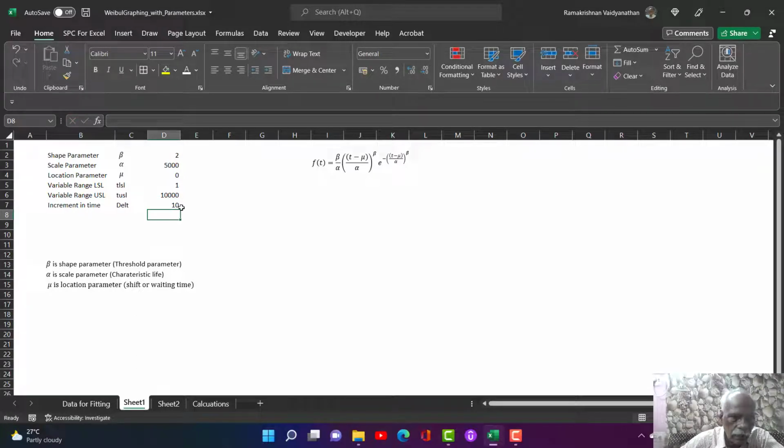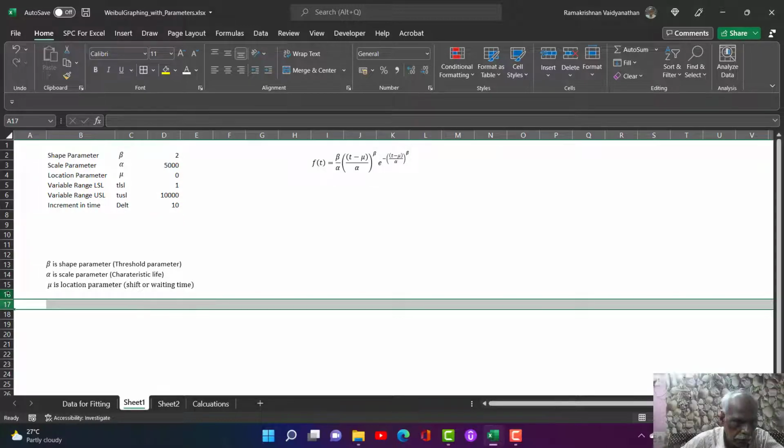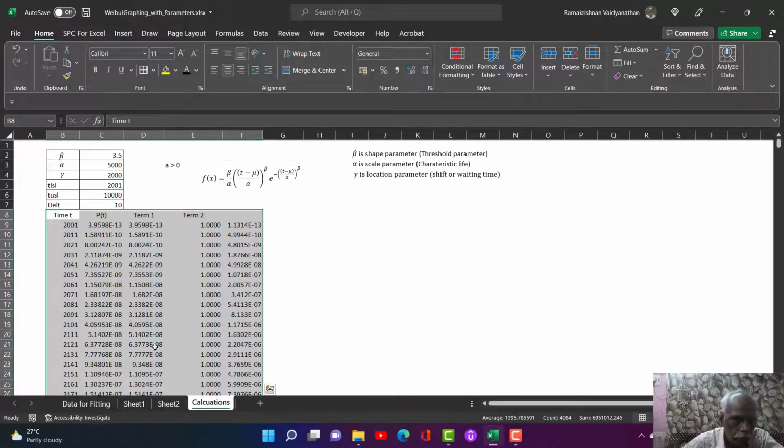And then we'll have to find out the values one by one. So what we will do is find out the values one by one here. The calculations are given here. We have taken beta equal to 2.5. I can make it 3.5 also here.